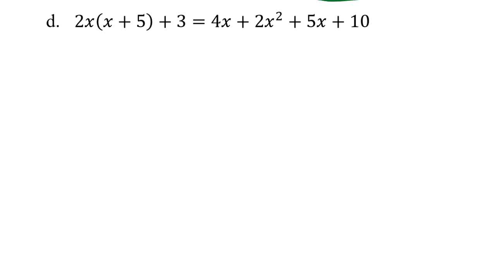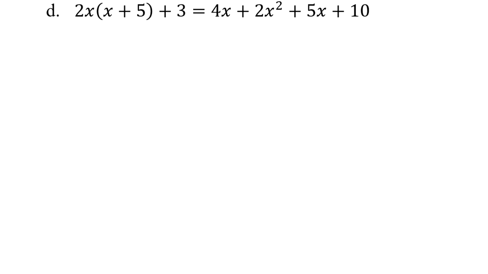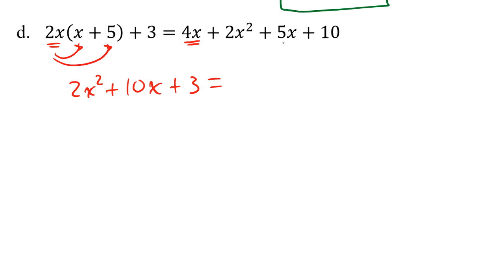All right, and the final problem here has the case where I do need to simplify this using the distributive property. So I'll go ahead and distribute this 2x to each side, to both the x and the 5. When I do that, I get a 2x squared plus 10x, and then I have plus 3. Over on the other side, I'm going to simplify by combining the 4x and the 5x. So that will give me 9x when I combine those, and then plus 2x squared, and then plus 10.